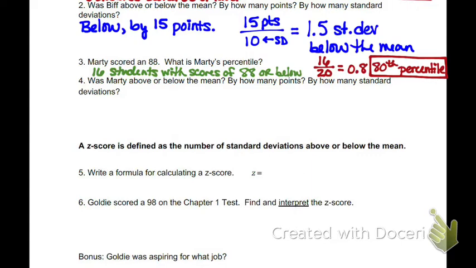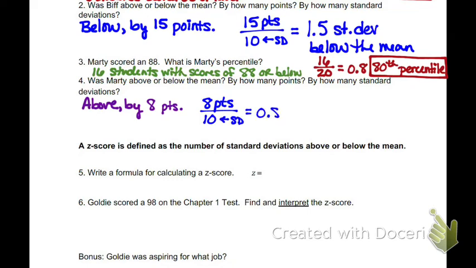Is Marty above or below the standard deviation? Or sorry, above or below the mean? Above the mean. By how many points? 8. He is above by 8 points. So how many standard deviations above the mean is he? 0.8. We do 8 points divided by our standard deviation of 10. We get 0.8 standard deviations above the mean.